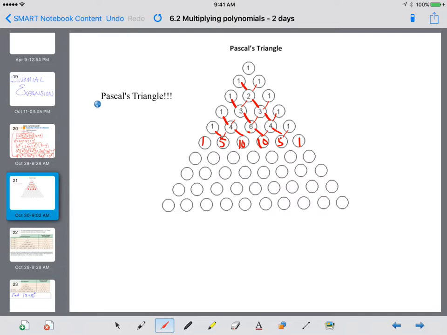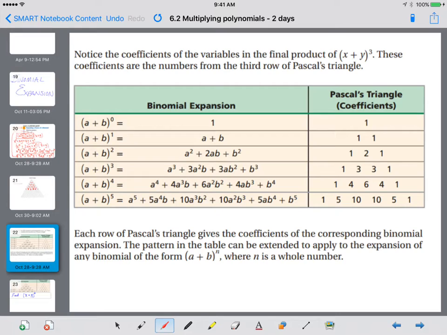There's a lot of patterns that come from here. If you want to learn more about that, you can Google it, and there's fascinating features about Pascal's triangle. We're going to use just this piece of Pascal's triangle for our binomial expansion. So if we notice the coefficients of the variables in the final product of x plus y to the third, the problem we just did, these coefficients are the numbers from the third row of Pascal's triangle. Take a look at the third row here.